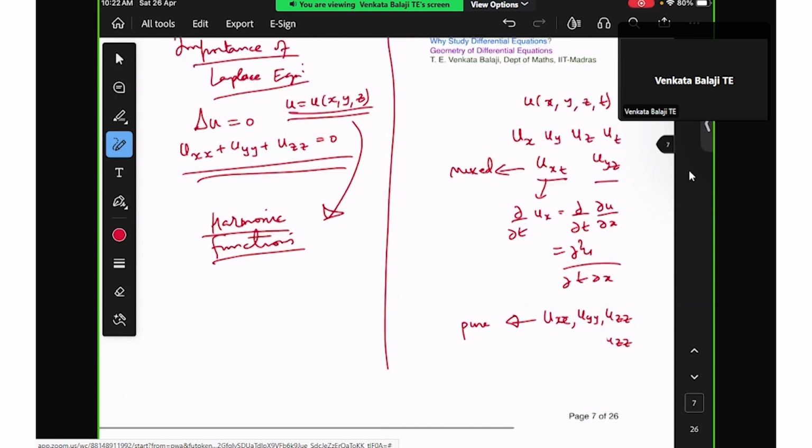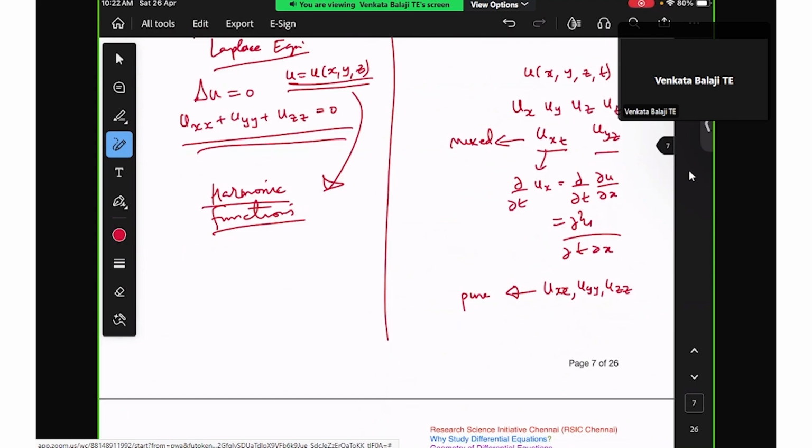And what are these harmonic functions? Don't confuse them with your harmonic sines and cosines. Don't confuse them with that, though they are related in a kind of complex way. But what are these harmonic functions? They have this very beautiful property.